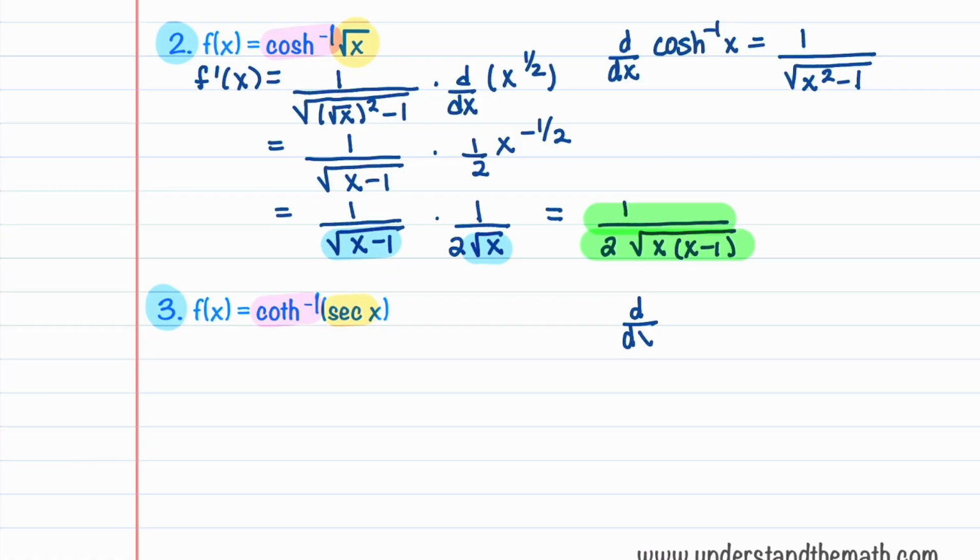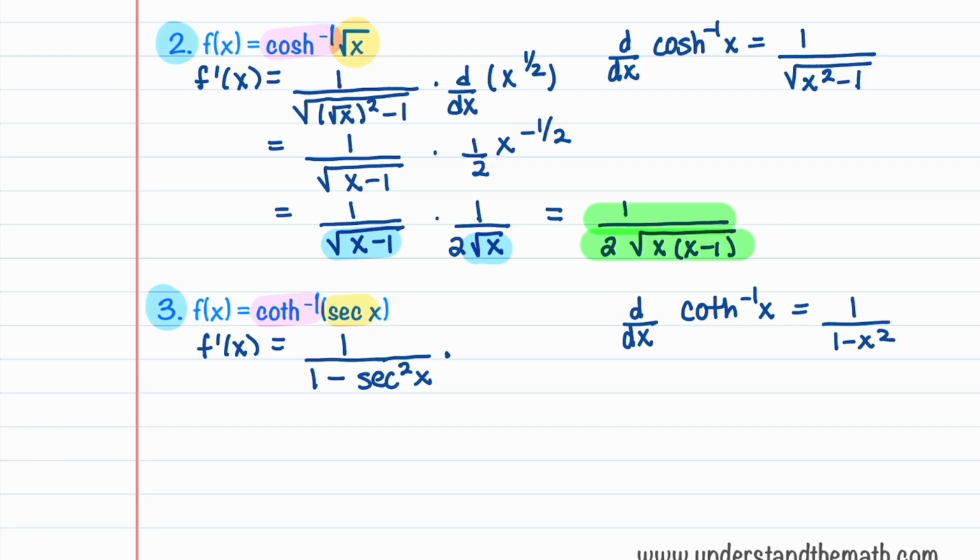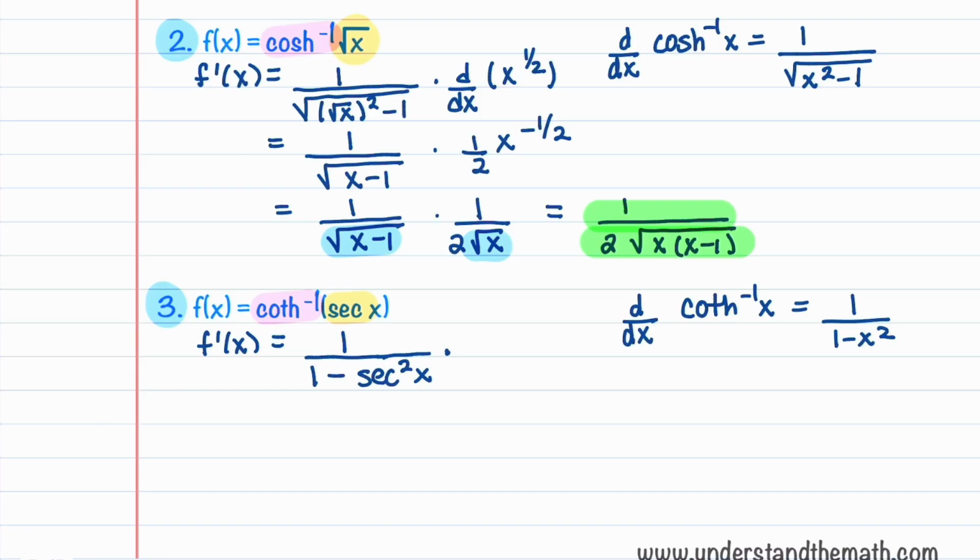The derivative with respect to x of inverse coth of x is 1 over 1 minus x squared. So we can say f prime of x is 1 divided by 1 minus, and then the x is whatever is our inside function, which in this case is secant x. So we have 1 minus secant squared x in our denominator. And then we're going to multiply this by the derivative of secant x, which is secant x tangent x. Just going to draw a line here so we can see the right side from the left side.